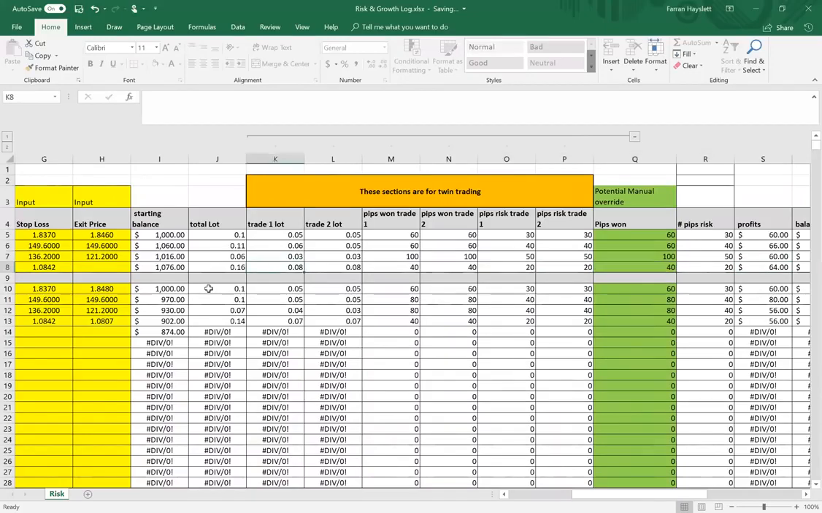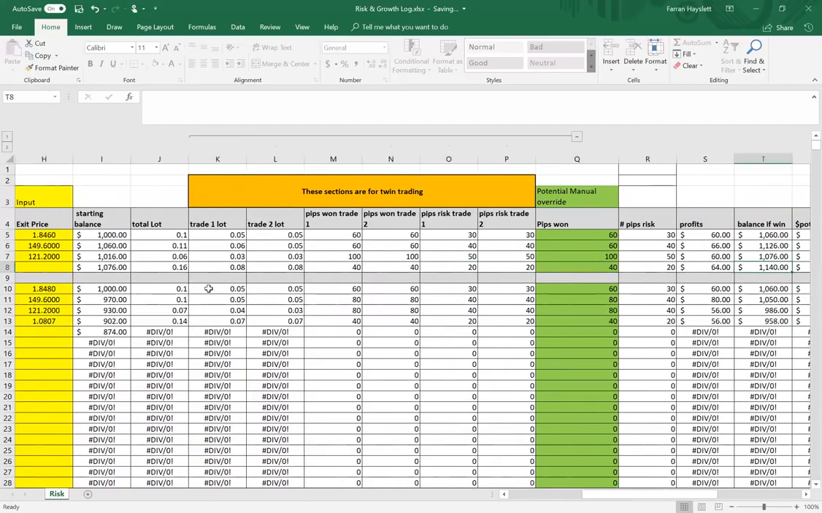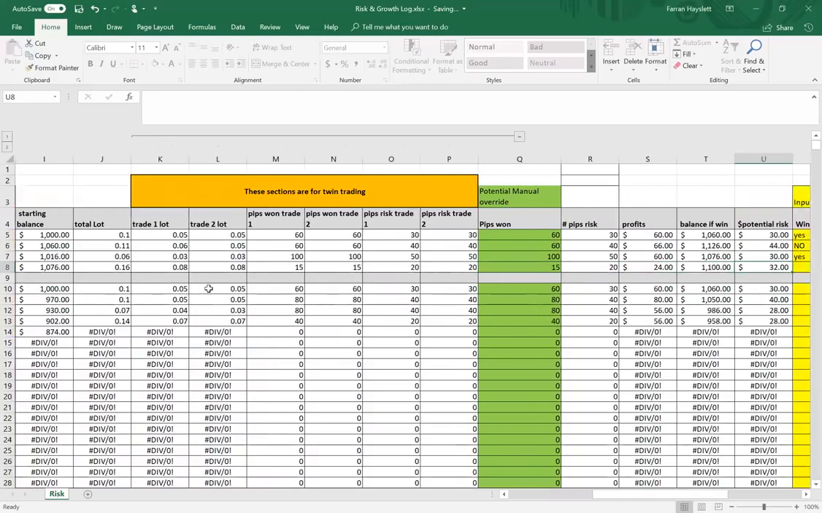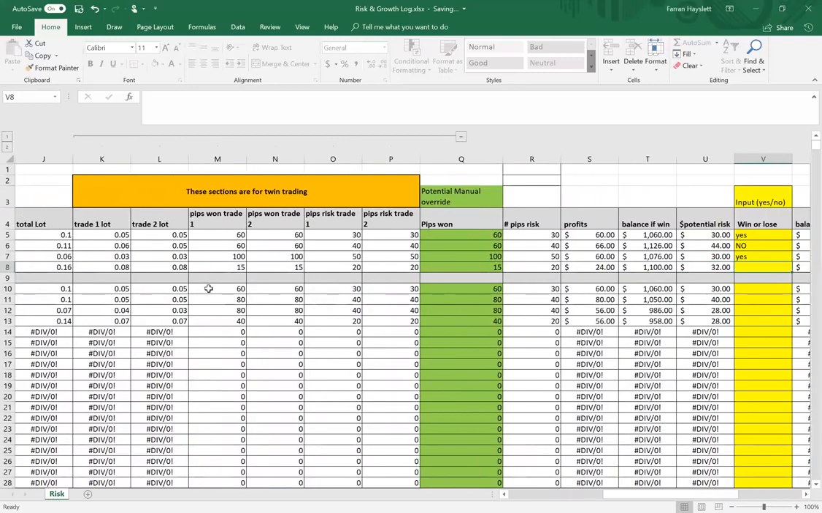Again, same thing. Now it tells us when I go to put this trade in my MetaTrader 4, my lot size should be 0.16. That is going to give me a 3% risk. Okay. Let's say my risk to reward again is 2, so I should go for 40 pips. For some reason, let's say I get 15 pips on that trade. I can override, put 15. It tells me I made $24 on that trade. I risked $32 if I lost. Let's say I put a yes there.